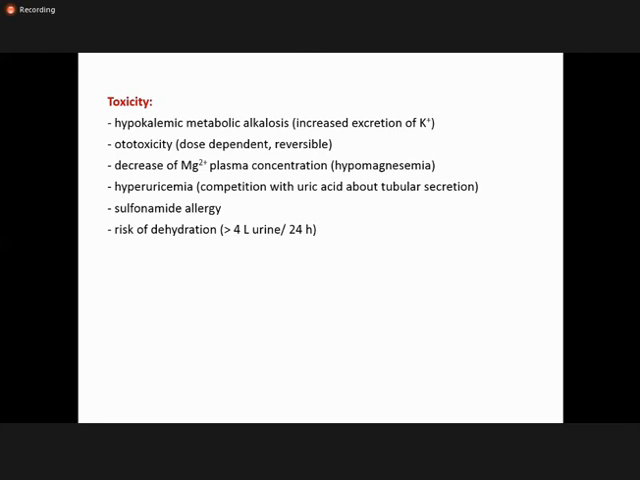Decreased magnesium plasma concentration, hypomagnesemia, just like the thiazide diuretic. Hyperuricemia, just like the thiazide diuretic. It may cause sulfonamide allergy, and risk of dehydration. Why the risk of dehydration? Because this loop diuretic is a powerful diuretic, it enhances the excretion of an increased amount of body fluid volume. The urine volume can increase to more than 4 liters in 24 hours.